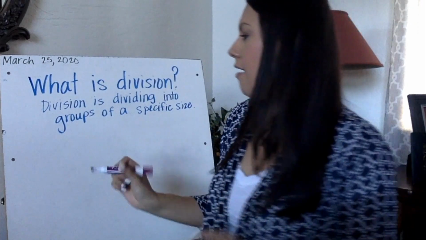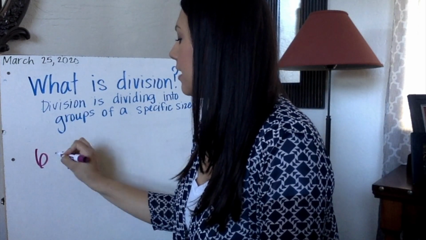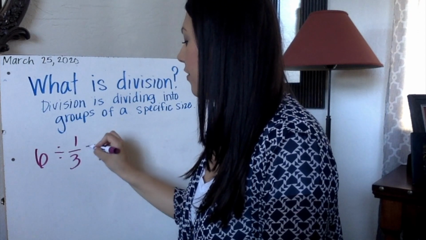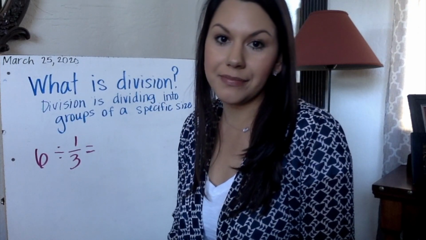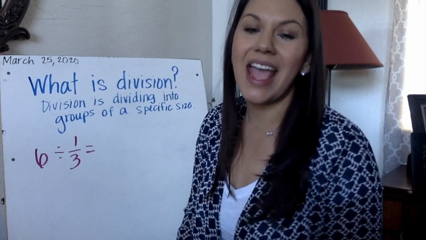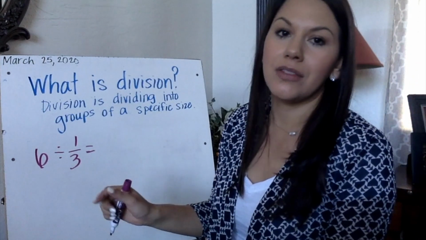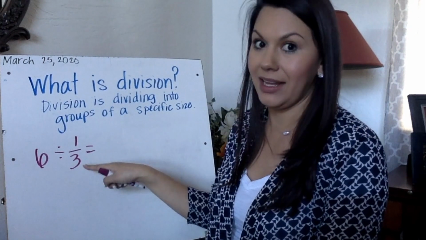Let's say we have 6 divided by 1/3. How many wholes am I going to have? 6. And how am I going to partition those 6? I'm going to partition them into thirds because I'm dividing it into thirds.